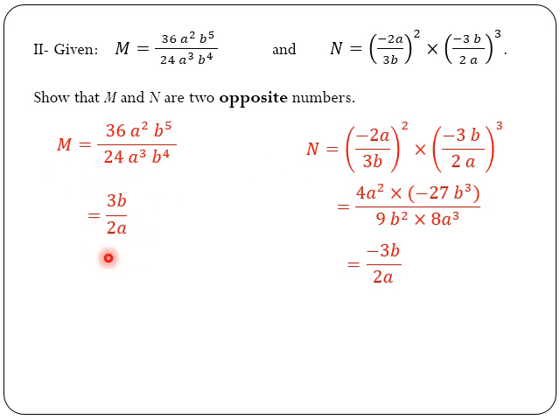Since M is 3B over 2A and N is minus 3B over 2A, the difference between them is just the negative sign, so I can say that M and N are opposite numbers. Okay, how can I get sure that they are opposite? I have to add them. M plus N equals 0, and I know that the sum of opposite numbers is 0.